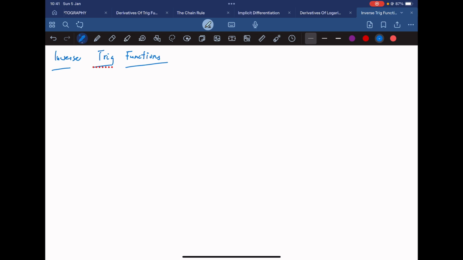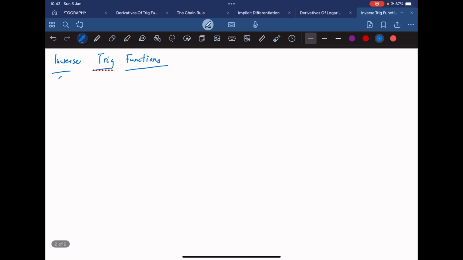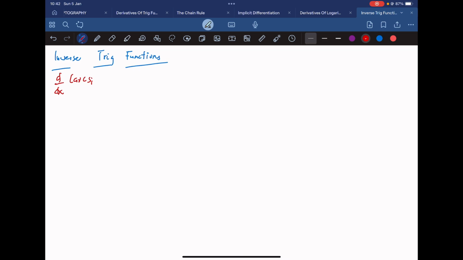Now, for inverse trig functions, you have to know six of them. So the first one has got to do with arcsin. Let me use a different color. Now, if you differentiate arcsin of x, you end up getting 1 over the square root of 1 minus x squared.